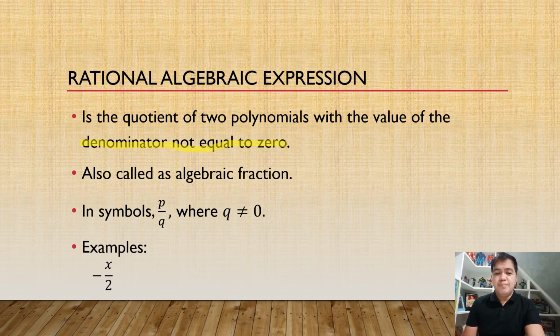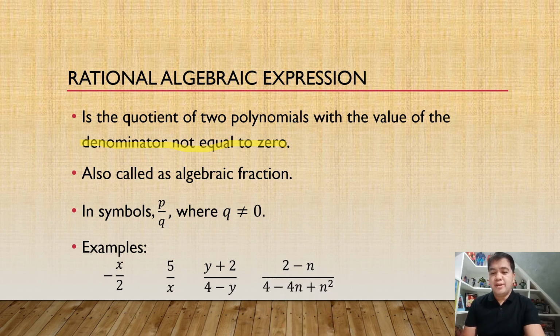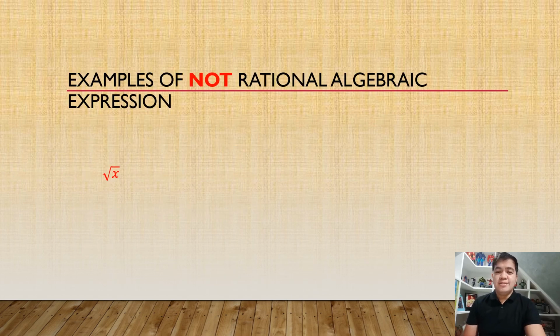Okay, for example, if we have negative x over 2, rational algebraic expression yan. 5 over x also, y plus 2 all over y, 4 minus y. This one also is a rational algebraic expression, and this one also is a rational algebraic expression. At ito rin, na natatakban, rational algebraic expression din yan. Okay? Okay, so let's move on.